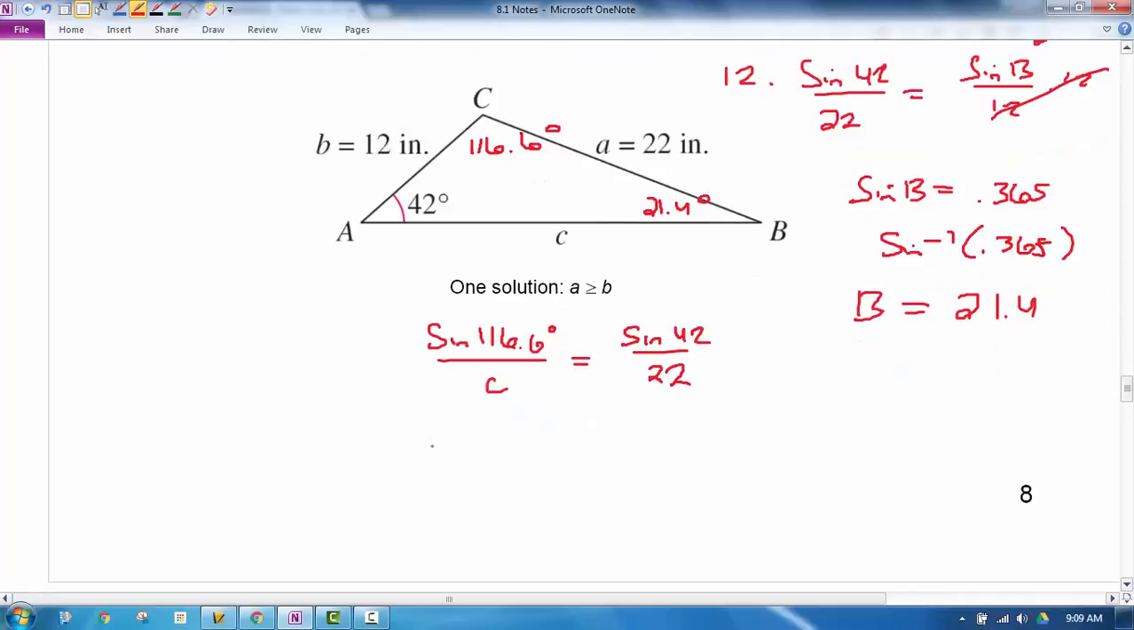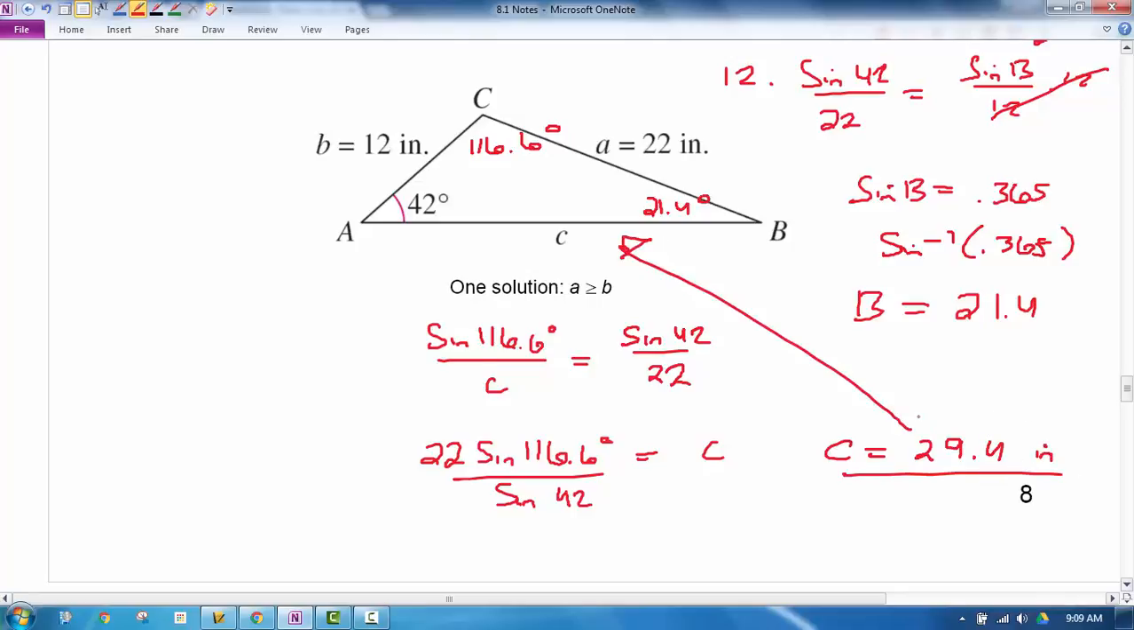So just cross multiply and solve. So I have 22 sine of 116.6, which I'm going to leave in my calculator, equals C sine of 42, and divide both sides by the sine of 42. And you get side C, which in this case is 29.4, and that was inches. So that's the length of this side right here. So now I can list all those answers, and I've solved the triangle for all the missing information.